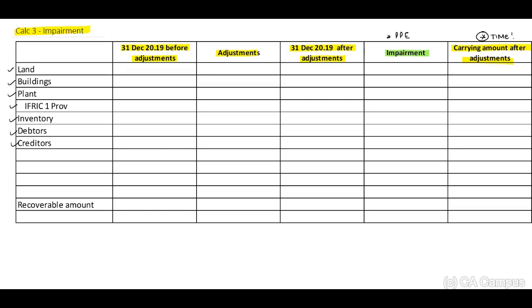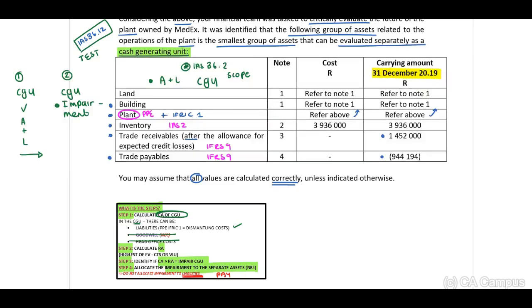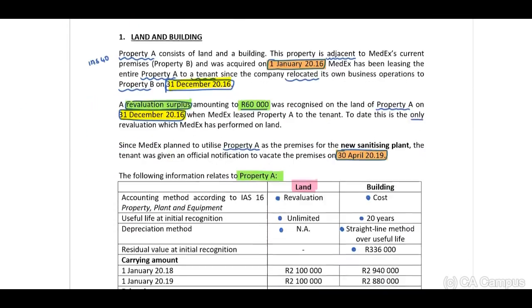Now, let's refer back to our scenario, and we need to look at land. Land, the indicator, referred to note 1 in terms of the cost and the carrying amount at year end, note 1. Building, note 1 and note 1. Therefore, remember our steps. We need to determine the carrying amount of our CGU. Therefore, to be able to do this, we need to determine what is the carrying amount of all of the assets above. Right, okay.